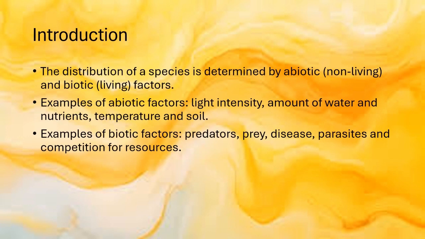So, a quick introduction into the practical. The distribution of a species is determined by abiotic factors and biotic factors. Abiotic are the non-living components of an environment, a habitat, and biotic factors are the living components of a habitat. Examples of abiotic factors are light intensity, amount of water and nutrients available, temperature, and soil. And some examples of biotic factors are predators, prey, disease, parasites, and competition for resources.